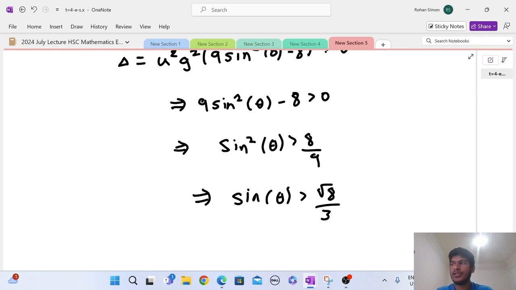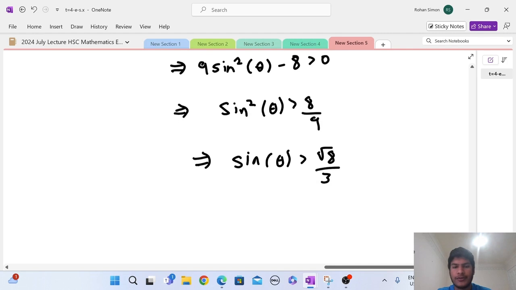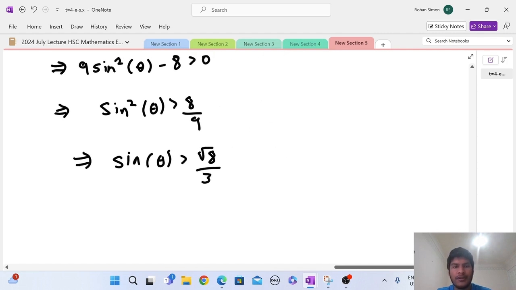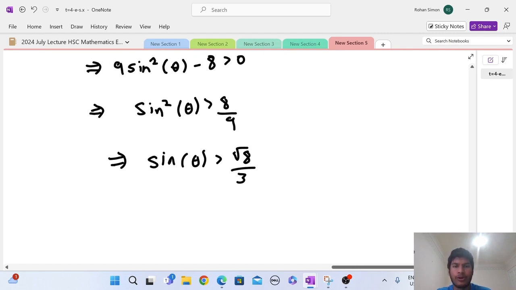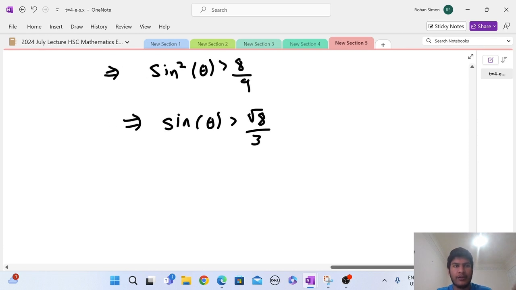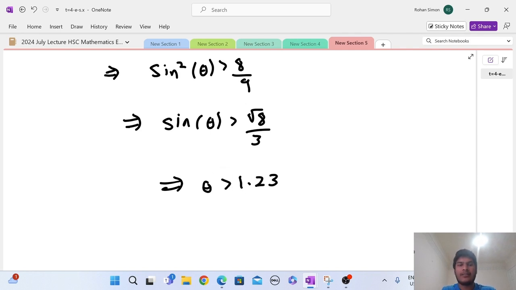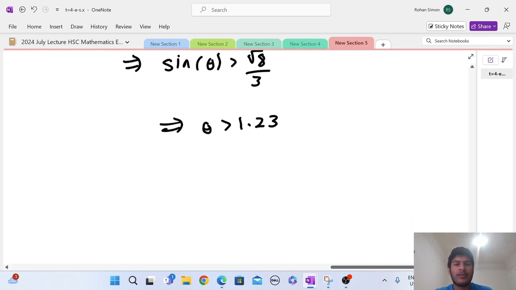Now we take the positive solution because theta is between 0 and pi on 2, so sine must be positive, and you can write a little note there for the sake of mathematical rigor, I think. And so theta, if you sine inverse that, has to be greater than 1.23. And we can take that value because it's an increasing function within that 0 to pi on 2 domain. Okay, so theta equals 1.23. Theta has to be greater than 1.23.